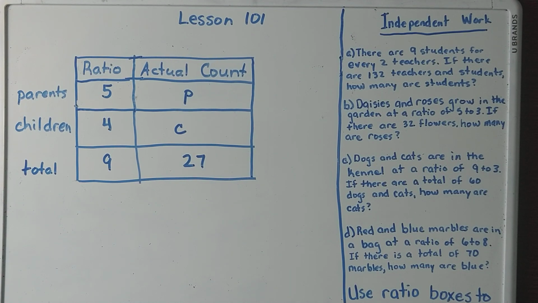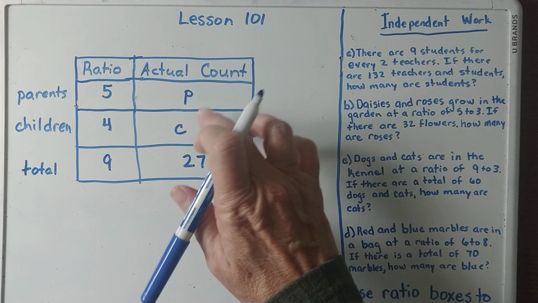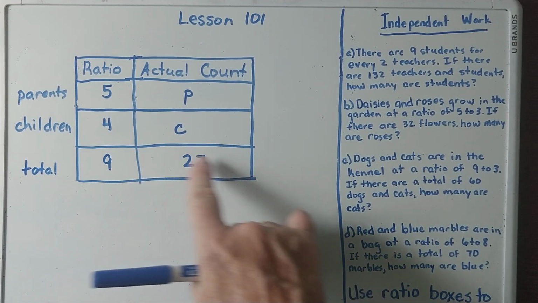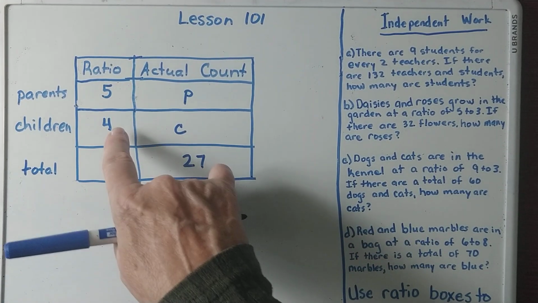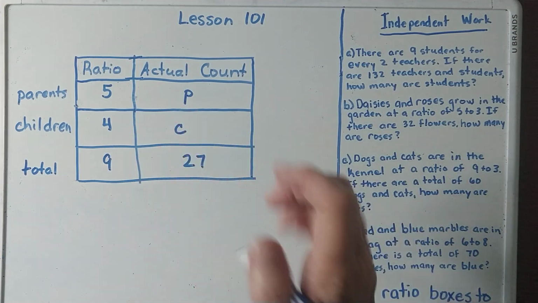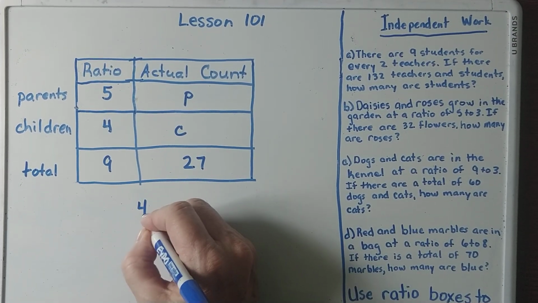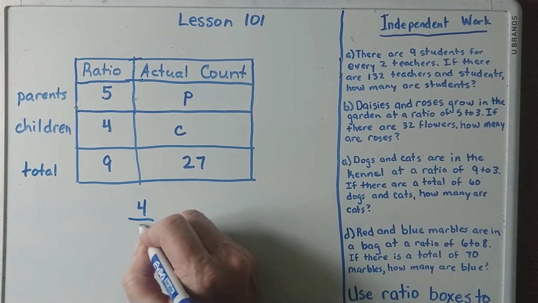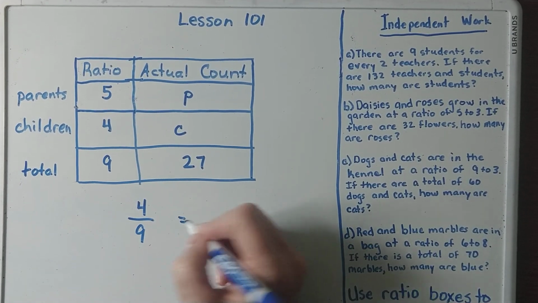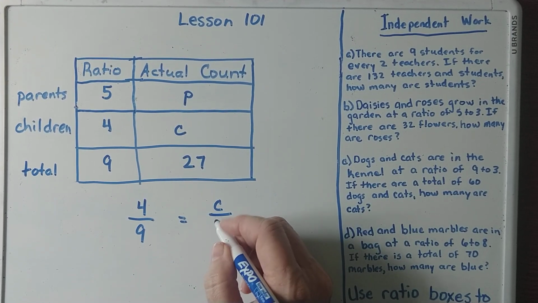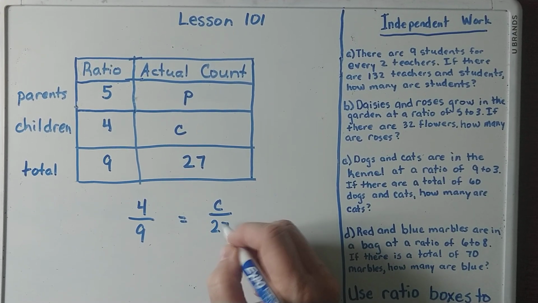All right, so how do we figure out how many children there were? So we're going to use the row of things that we know everything for, and we're going to make a proportion with what we want to find out. So for every 4 children, there are 9 total. And then we don't know how many children, but we know the actual total is 27.